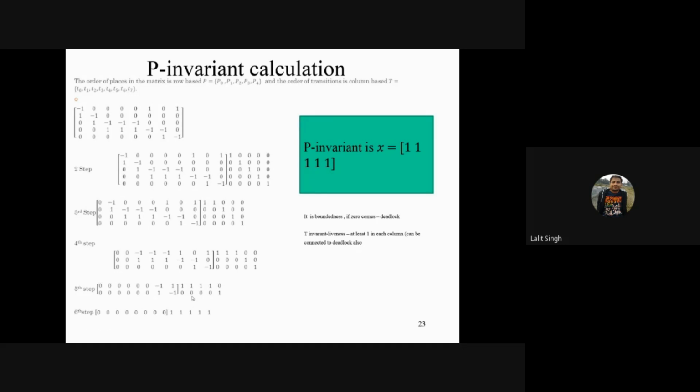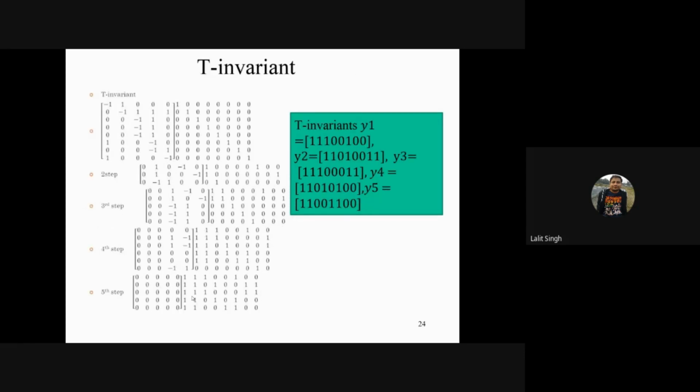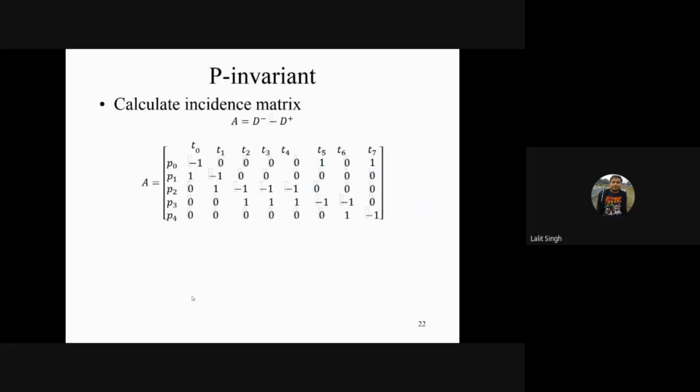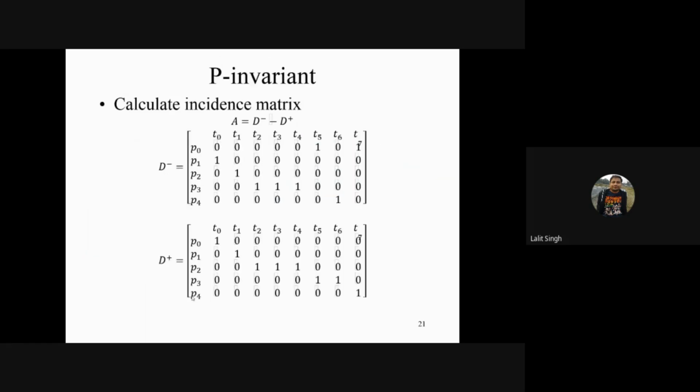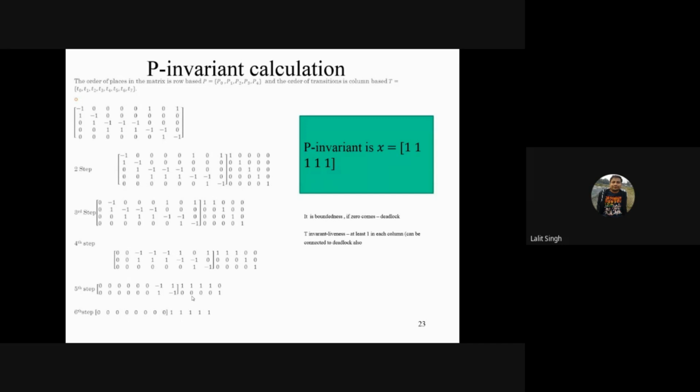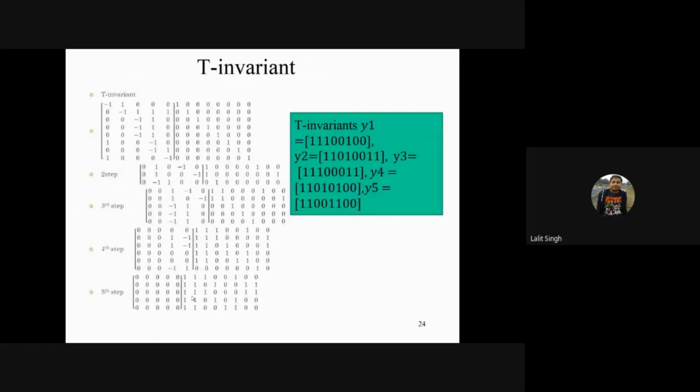Similarly, just for a double check, we have to calculate the T invariant also. In the T invariant, we have to look with respect to the transitions, right? Here we had done it with respect to the places. So what you have to do is write this incidence matrix and just swap the rows and the columns.